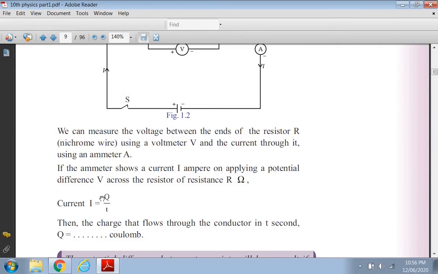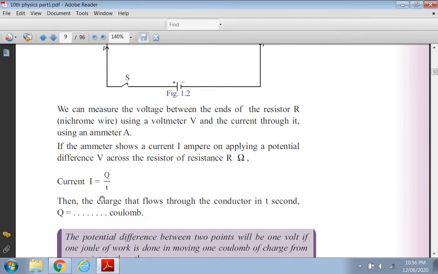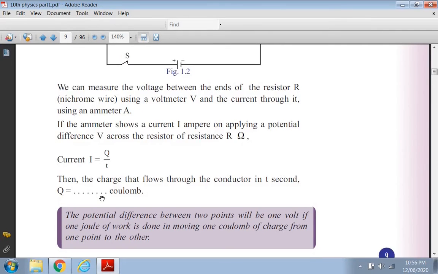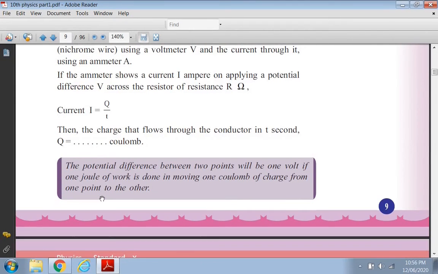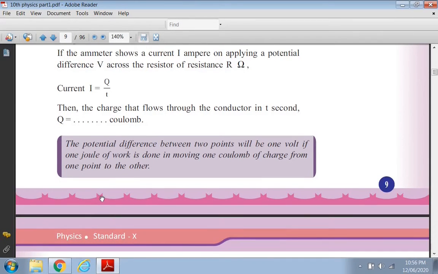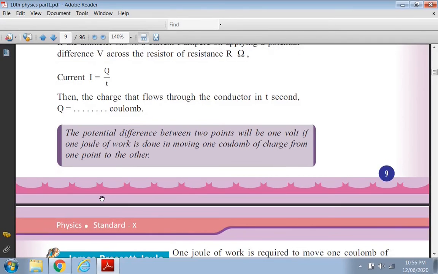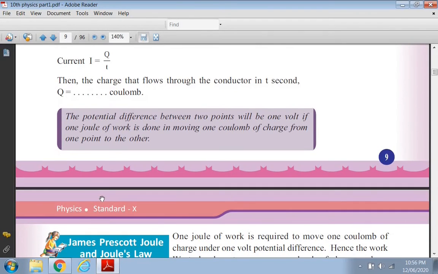If the ammeter shows a current I ampere on applying a potential difference V across the resistor of resistance R ohm, we have the expression of current I as I is equal to Q by T. Then what is the expression for charge Q? From the above equation, charge Q is equal to I into T coulomb. You have to fill that in. Q is equal to I into T coulomb.